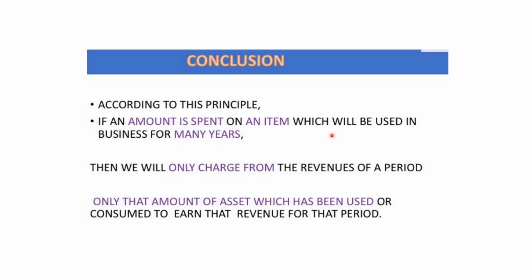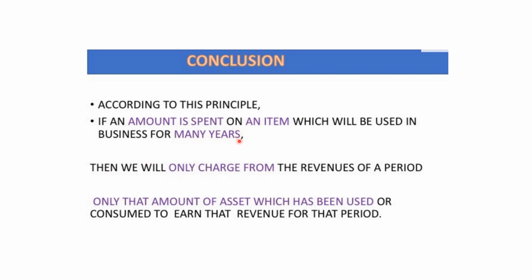Now, what does it indicate? According to this principle, if an amount is spent on an item which will be used in business for many years, let us say machinery, I purchase machinery, that means an expense was done, and at the same time an asset is coming into the business. That means the amount was spent on an item which will be used in business for many years. I am talking of a long-term asset, right? That is machinery.